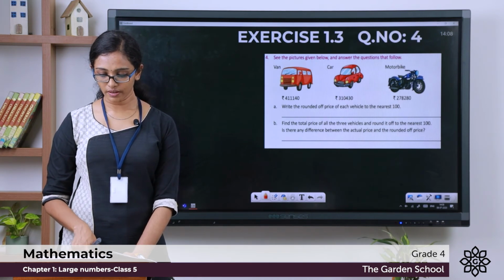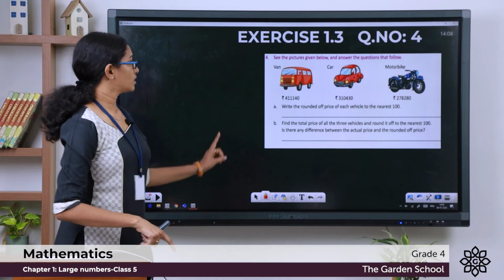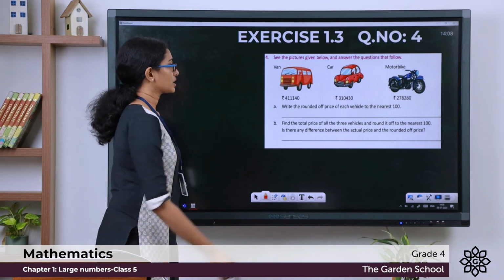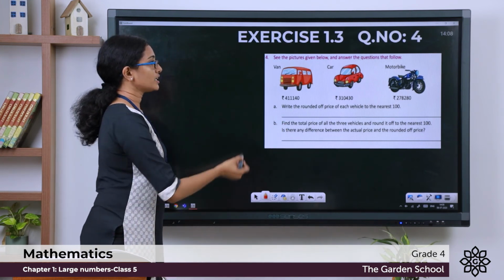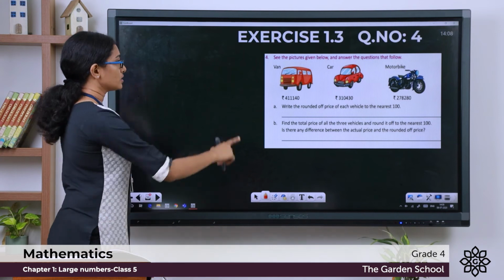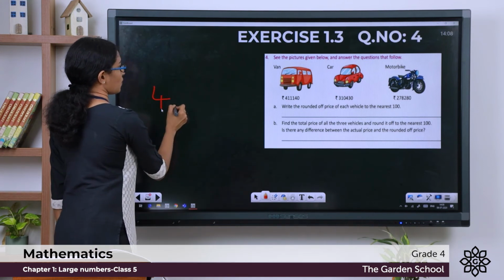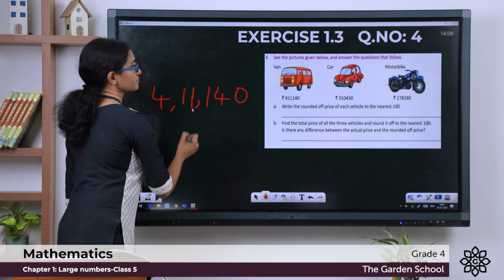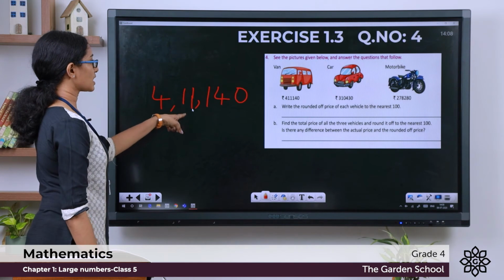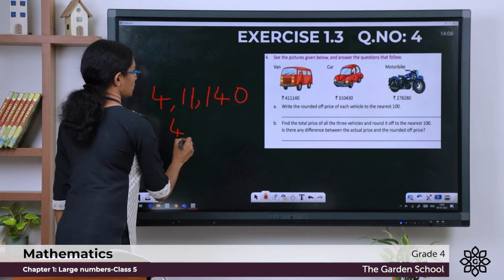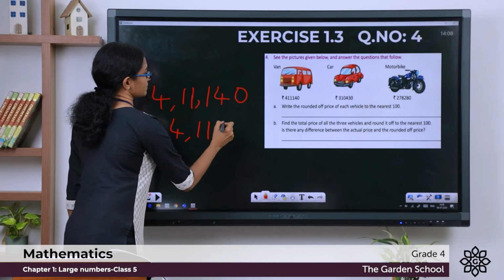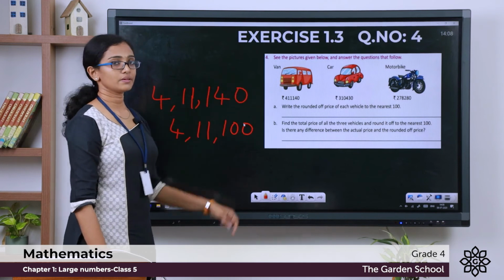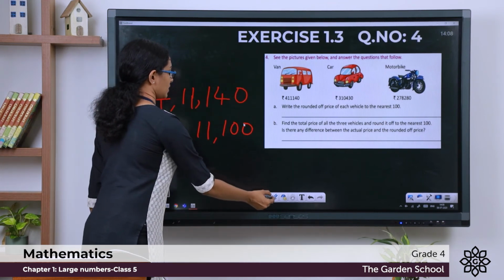See the pictures given below and answer the questions that follow. You can see 3 vehicles given here and the price of each vehicle is given there. You have to write the rounded off price of each vehicle to the nearest 100. So the first number it's 4,11,140. Rounding that one to the nearest 100 will give you 4,11,100, which is the price of the van in approximated value.